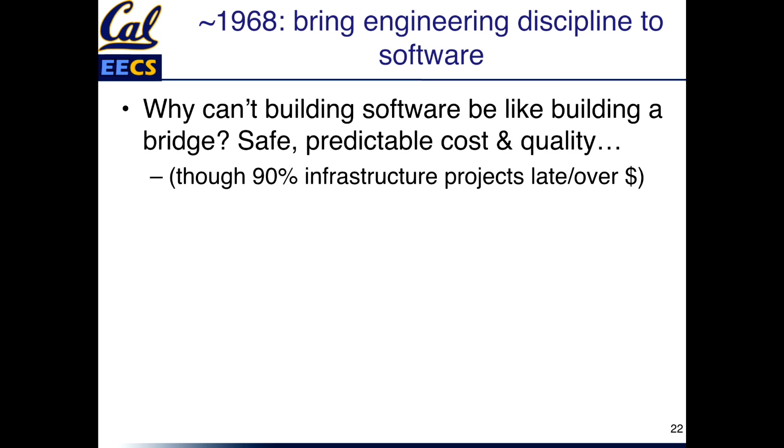In 1968, the late 60s, is when the idea of software engineering as a discipline starts to exist.